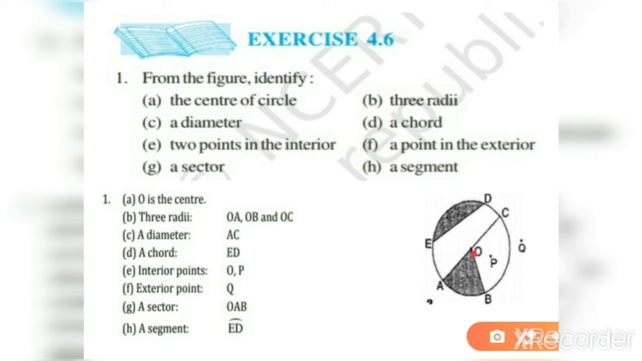So let's start. OC, then OA and OB. These are the radius. Next, a diameter. Diameter is a chord which pass through the center of the circle. Here we have one diameter only. Which one? AC. We have one diameter, that is AC.